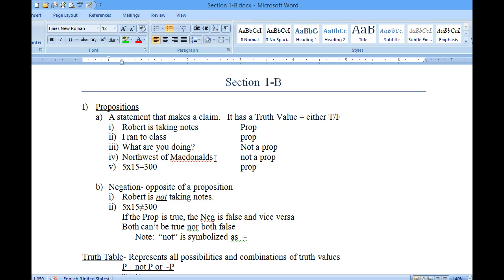5 times 15 equals 300. Again, a proposition. It has a truth value. 5 times 15 does not equal 300, it equals 75. And the truth value is false, so this is a proposition.